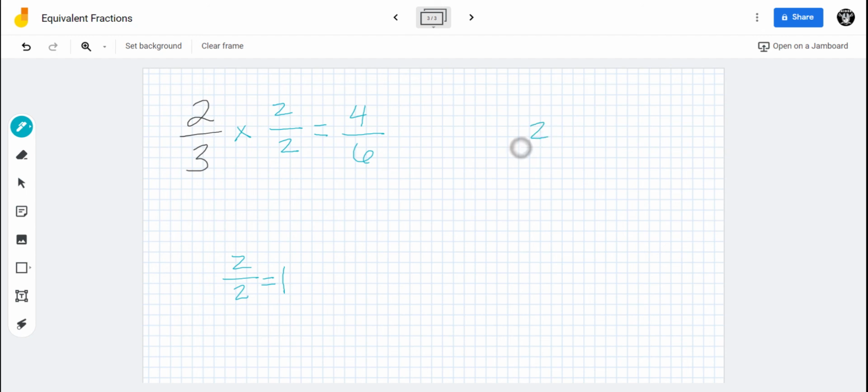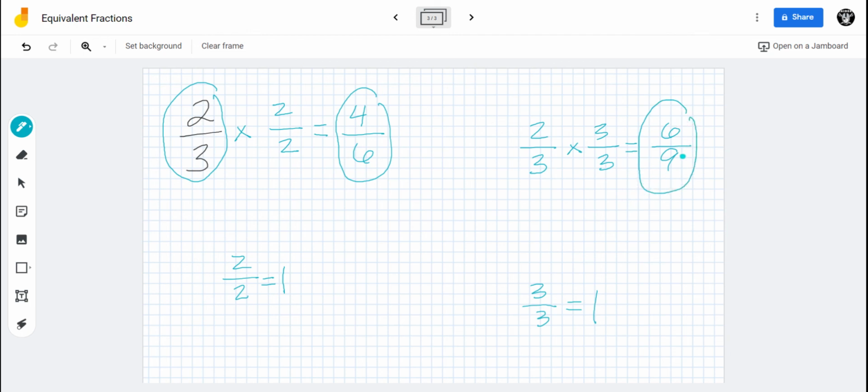You can also do it this way. I'm going to do 2/3 this time, and I'm going to multiply it times 3/3. Now, you'll know that 3/3 also equals 1. Anytime your numerator and denominator match, it equals 1. So I'm saying 2/3 times 1. But by doing it by 3/3, I can say 2 times 3 equals 6, and 3 times 3 equals 9, and there's another way to get an equivalent fraction. So 2/3 is equivalent to 4/6, which is equivalent to 6/9. All of those fractions represent the same amount.